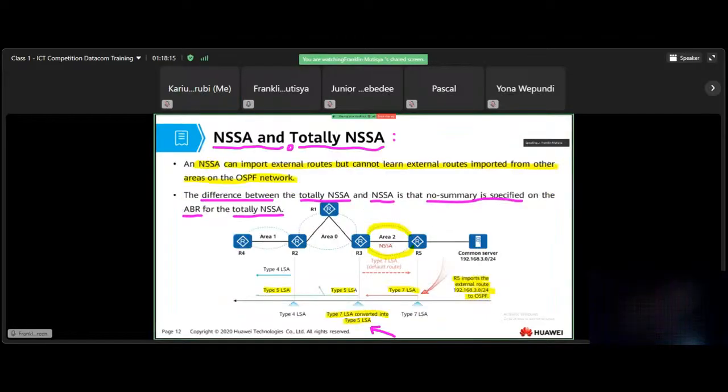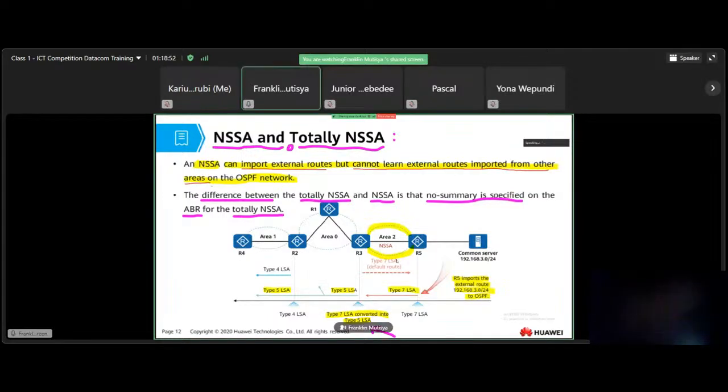Now let's look at other types of special areas. We have what we call the not so stubby area. Not so stubby area. Now this is an area that is a stub, yes, but not so stubby area, meaning this is an area that can import external routes, but cannot learn external routes. Well, you can import them, but you cannot learn from other areas, from other imported routes in other areas.